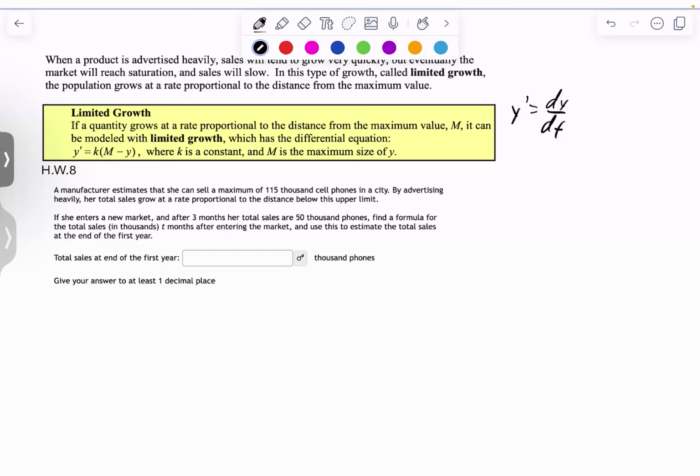A manufacturer estimates... I'm going to switch back to my blank sheet. It's going to be a lot easier to do, but I will continue to read the problem for you. A manufacturer estimates that she can sell a maximum of 115,000 cell phones in the city. So there's our M. By advertising heavily, her total sales grow at a rate proportional to the distance. Okay, so that's the model that we have up there.